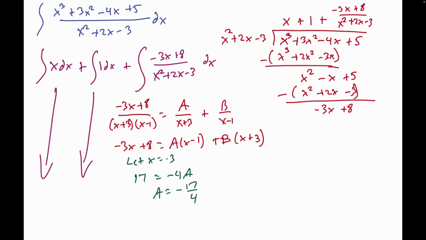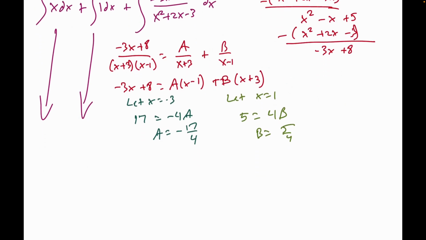And then we can do the same idea to eliminate the A. We're going to let x equal positive 1. So negative 3 plus 8 is 5, and that'll give me 4 times B, and B is 5 fourths.